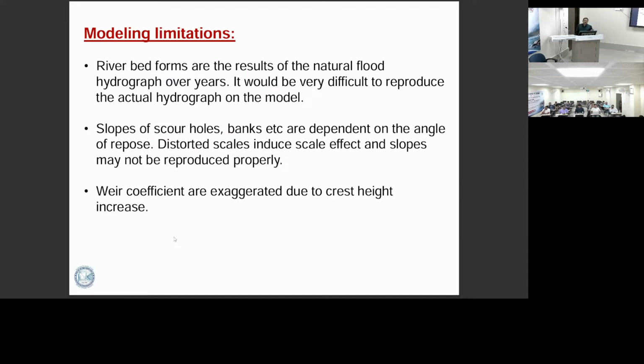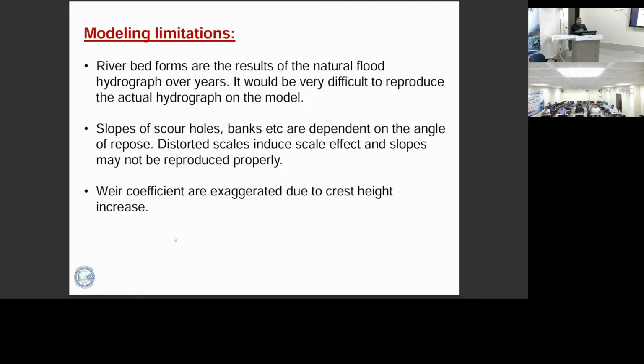The slope of scour holes. The scour holes which we see in the model and the prototype will not be exactly the same, because the model is distorted. So that is where scale effects will come. The actual scour pattern observed at the prototype cannot be replicated in the model. It is qualitative only. That is the second one.